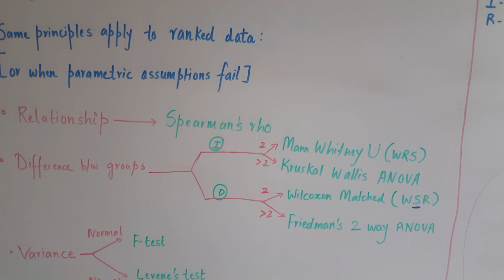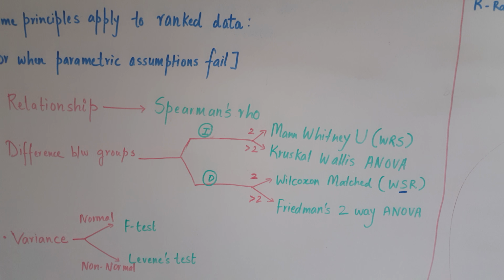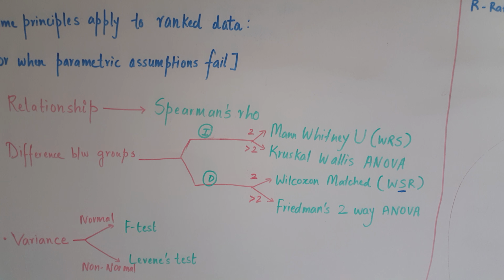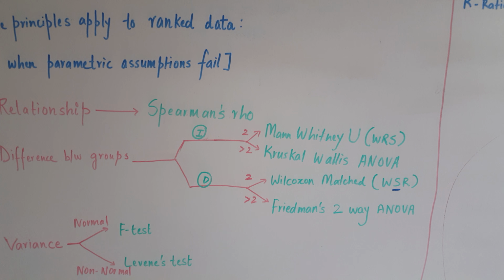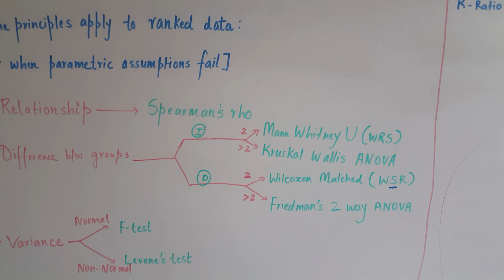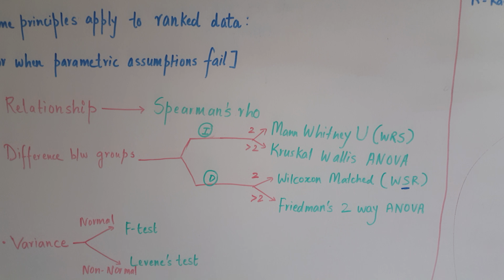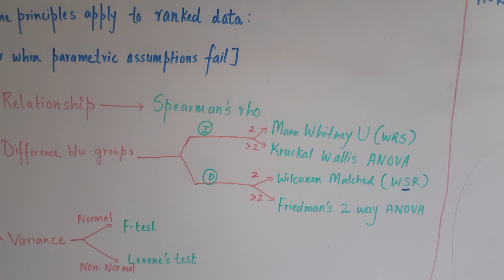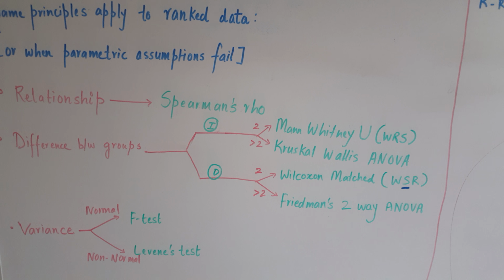When you want to see a difference between the groups, again, depending upon your independent and dependent variable, you move on to choose the test. So if your independent variable has two categories, you go with a Mann-Whitney U test, which is also called the Wilcoxon's rank sum test. And if you have more than two groups, then you go on to use the Kruskal-Wallis ANOVA, which is like your ANOVA that you use when you have more than two groups.